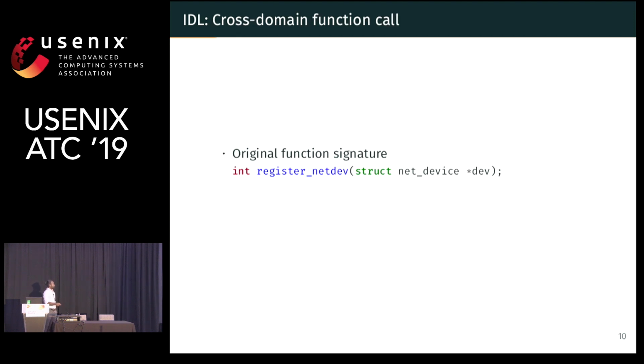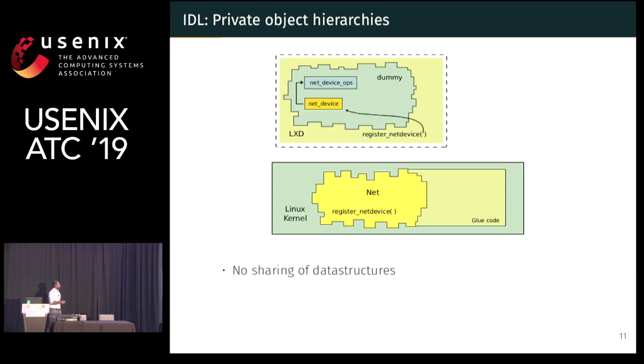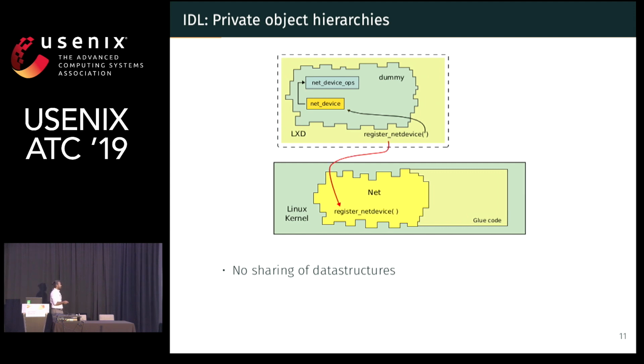For example, register net dev should cross the boundary if we wish to isolate a network driver. And this would be automatically translated to a remote procedure call in our IDL. Let's look at how the call is performed. Say we call register net device here, and this points to a data structure that is defined inside this domain. And we make a function call.